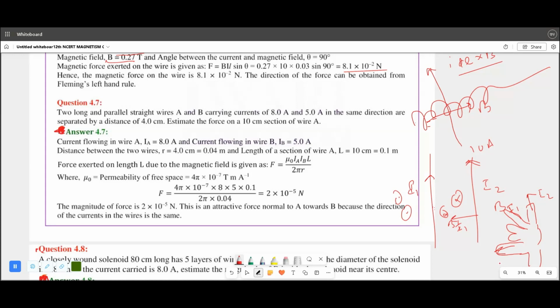तो थंब आपका क्या दिखाता है? ये फोर्स दिखाता है रिजल्टेंट. तो फोर्स किस डायरेक्शन में आ रहा है? फोर्स मतलब ये उसको अट्रैक्ट कर रहा है. इसी तरह आप I2 की वजह से फील्ड निकालो और I1 पे देखो, वो भी I1 को अट्रैक्ट करेगा, राइट.